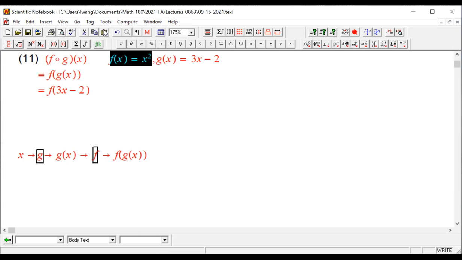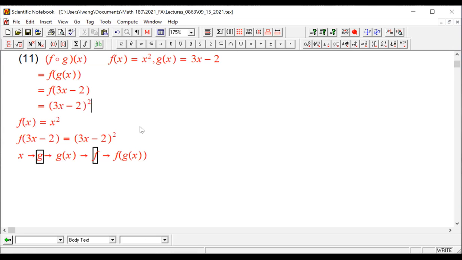So F of X is x squared. These x's are placeholders. So when that place is replaced by 3x minus 2, all the placeholders with the same name will be replaced by the same quantity. So over here, you're going to have 3x minus 2 squared.